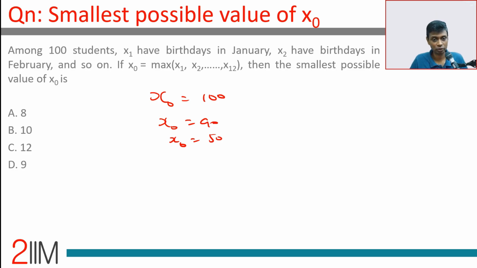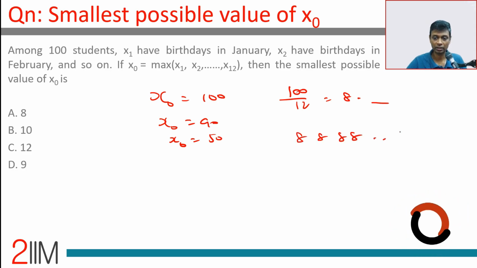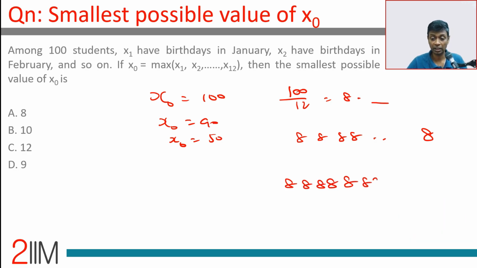X0 cannot be 3, because if X0 were 3, X1 to X12 all being 3 also would get a total of only 36. X0 will be larger, and the numbers are as close to each other as possible. 100 by 12 is 8 point something. So you can have a bunch of 8s. 12 8s take us to 96. 8 8s take us to 64. Nine 9s, that will take us to 100. Smallest possible value of X0 is 9. Everything cannot be 8, but if you have a bunch of 8s and a few 9s, this total can be achieved, in which case X0 will be 9.